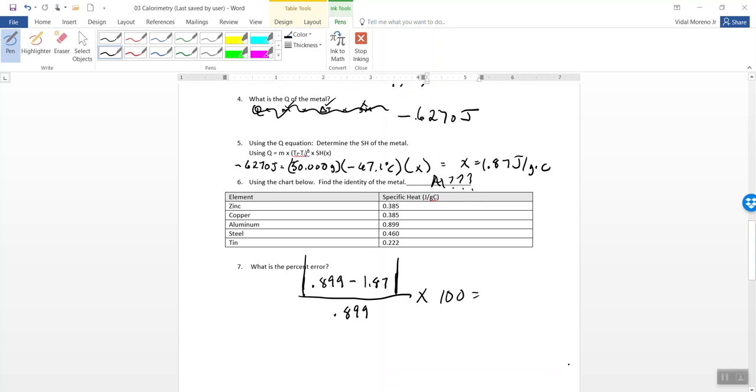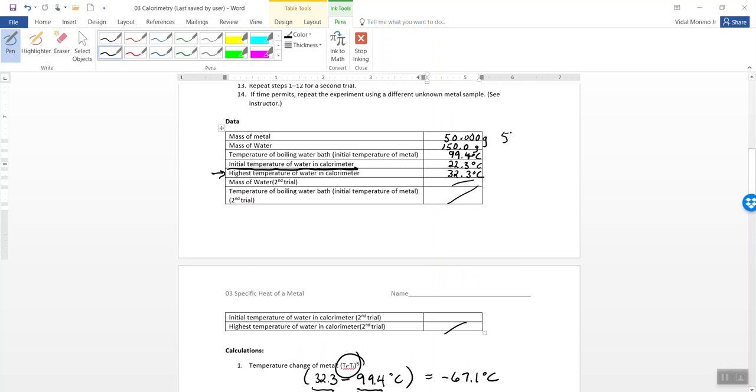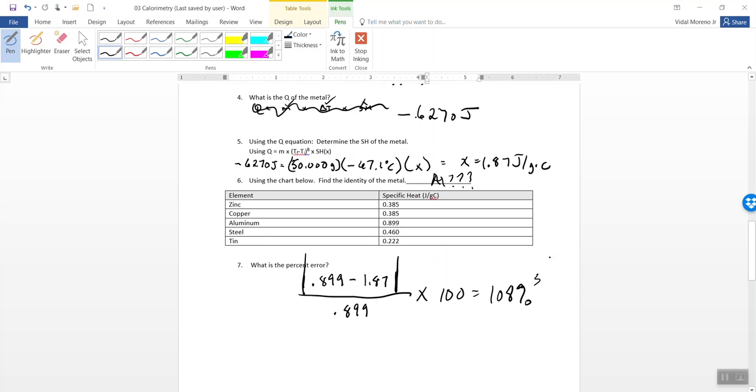Anybody? 108. Oh, that hurts. Okay, so let's go through all our data and check for significant digits. 5, 4, 3, 3, 3. So our final answer needs to be in 3. Okay, so we did it right.